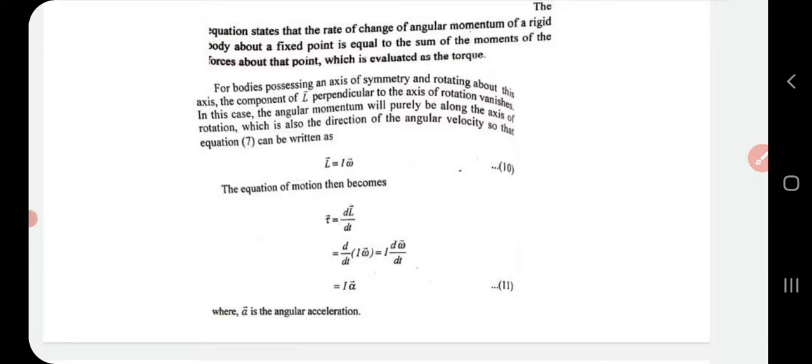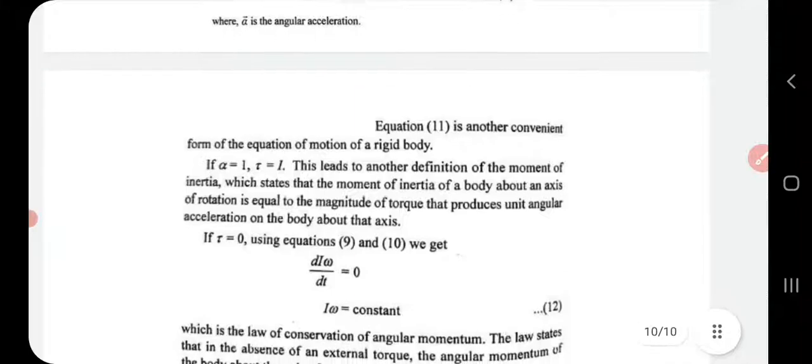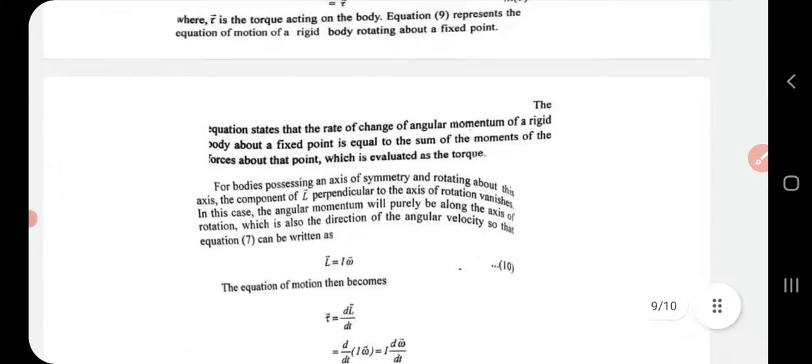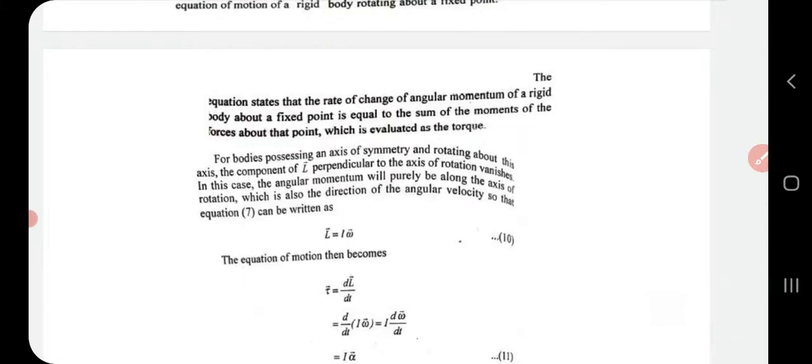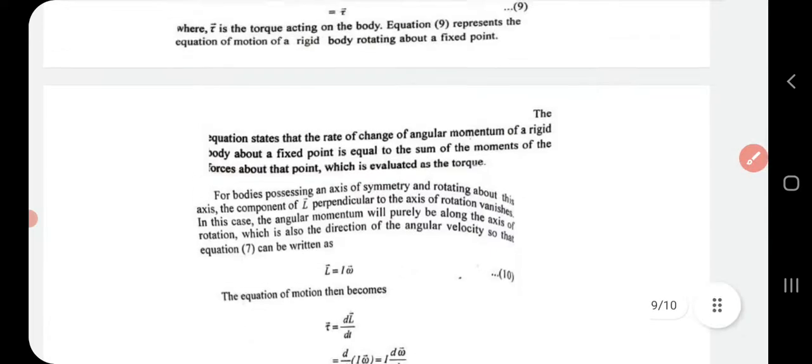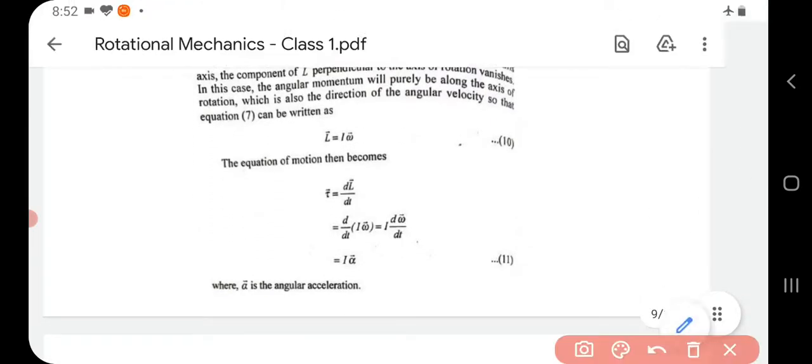Now, that is the essay part. Up to that much is your essay. Now just one or two points. That is for L equal to I omega. There is one relation like this: angular momentum L equals the product of moment of inertia I and angular velocity omega.